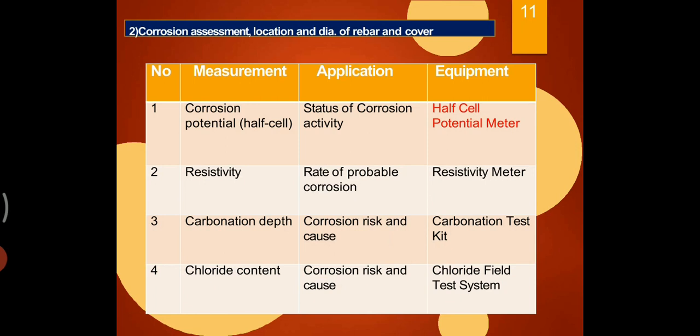Then to determine the carbonation depth, that is the penetration of carbonation, so that we can find the corrosion risks and the causes, we can use the carbonation test kit. Then for chloride content, corrosion risk and cause, we can use the chloride field test system.